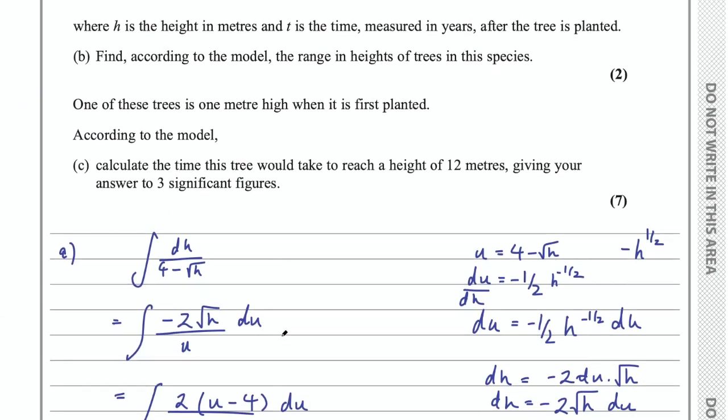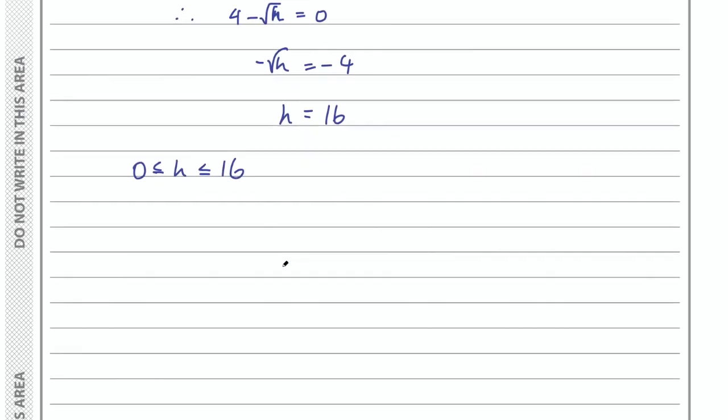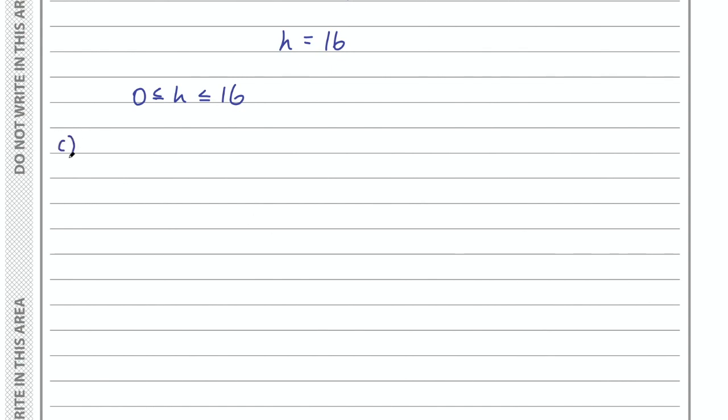On to part C. One of these trees is 1 meter high when it is first planted. According to the model, calculate the time this tree would take to reach a height of 12 meters, giving your answer to 3 significant figures. And this is a 7-mark question. Okay, so we are looking for t, essentially, when h is equal to 12. So let's start C down below.